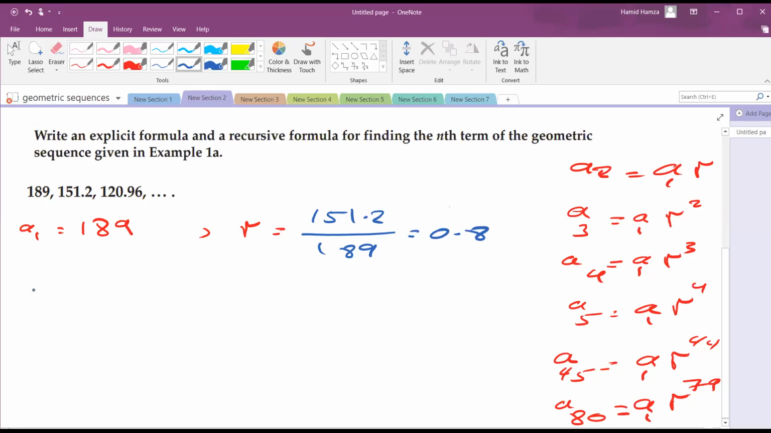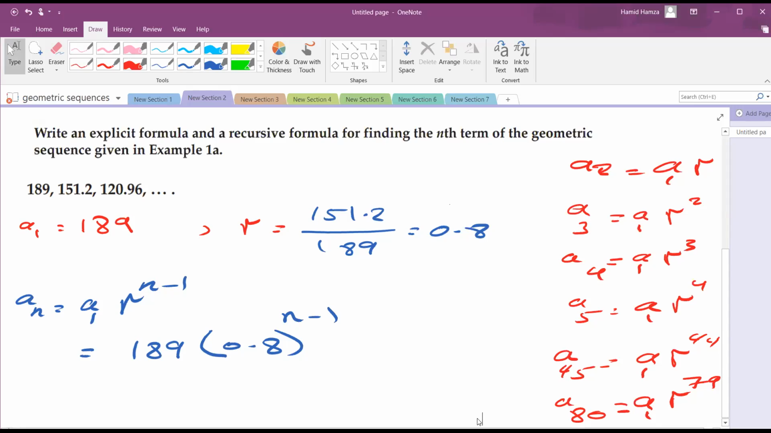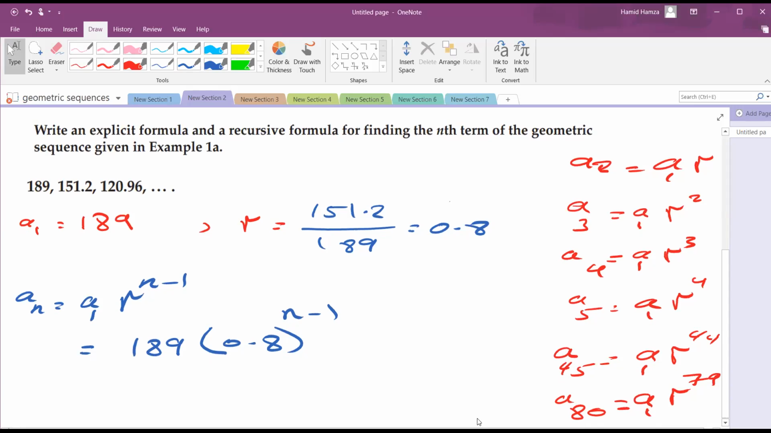So now we will start writing the explicit formula or the nth term. So an equals a1 r raised to power n minus 1. Then we will substitute a1 and r. So it will be a1, which is 189, multiplied by r, which is 0.8, raised to power n minus 1. So this is the explicit formula.